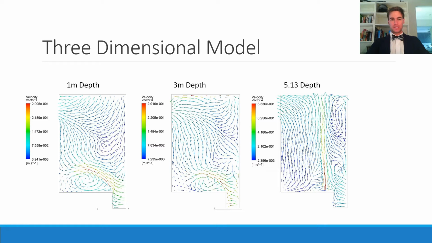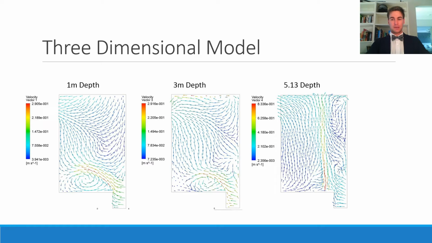The following images are in the Z-X plane, which is the top view of the anoxic zone. Velocity vectors are shown for depths of 1 meter, 3 meters, and 5.13 meters, which is at the A-recycle pump level. The 1 meter and 3 meter depth velocity vectors illustrate how the flow through the inlet behaves and how the bend influences the flow pattern.